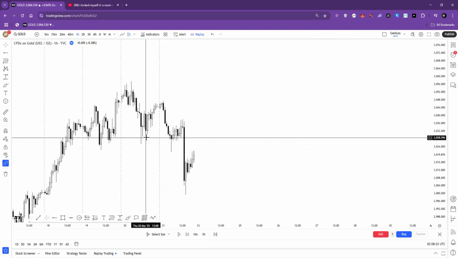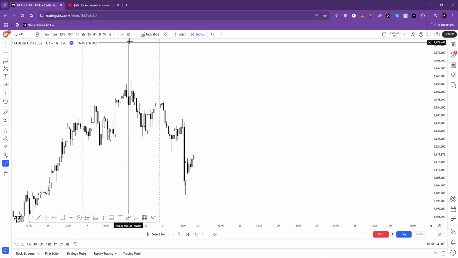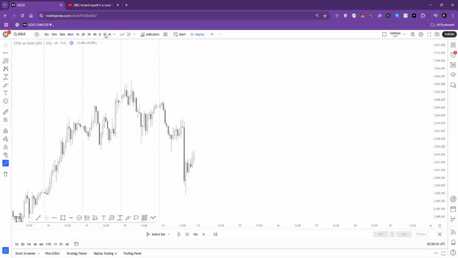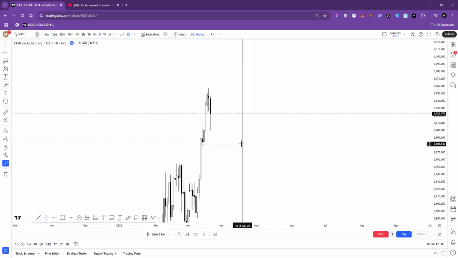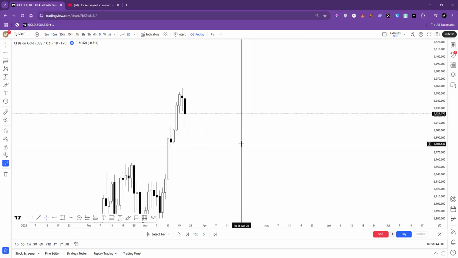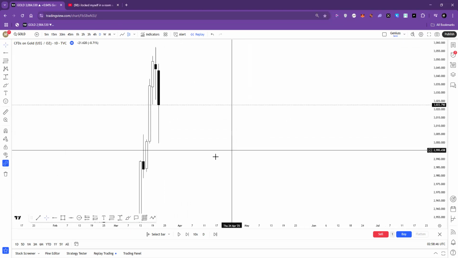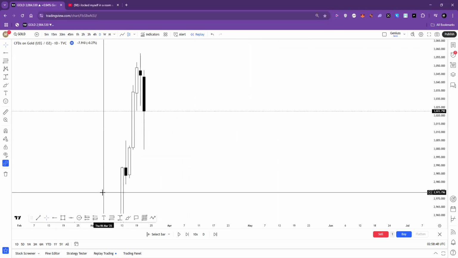Now, I also use the line chart to mark out these levels. One of the things I do is use the line chart, and I also use the candlestick orientation. So let me show you what I mean. Let's go to the daily time frame. On the daily time frame, you can see that this is a key level right here.